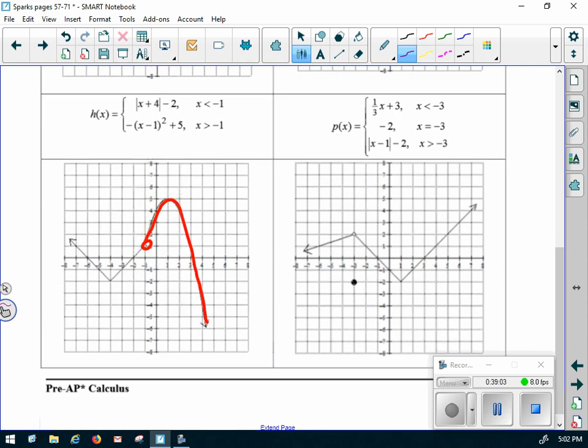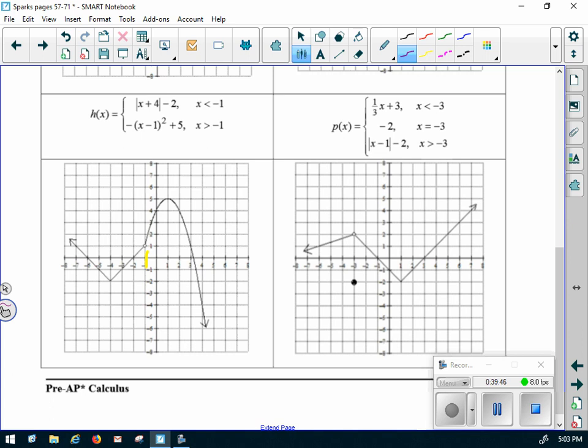Let's go down to h. Now we could tell from h that we had a point discontinuity when x equals negative 1. Is this function continuous when x equals negative 1? No, because I'd have to lift my pencil there. If your function is undefined at x equals negative 1, that function is not continuous at x equals negative 1. Now my two pieces do meet at a closed circle there, so I do have a point discontinuity. So the function is discontinuous because the function is not defined at x equals negative 1.